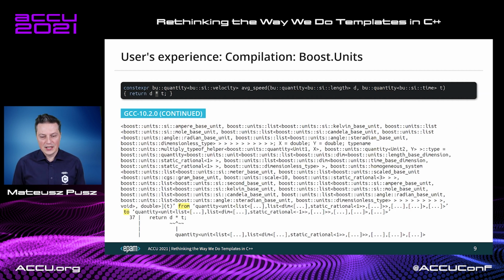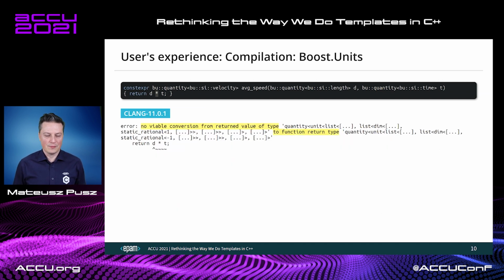So basically this is not a good user experience for such a simple function, right? Dividing length by time is one of the simplest things you can do in a physical units library. There are things that are more complicated and involve more different dimensions and units. This is one of the simplest things you can do, and you get a really long, huge error, and it's not easy to understand what happens here. This is in GCC.